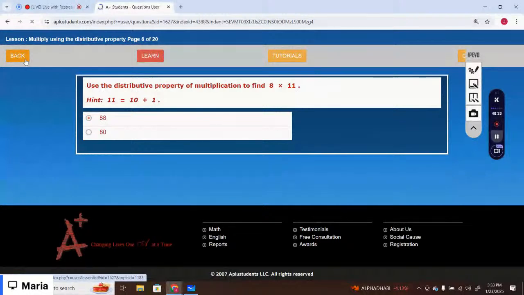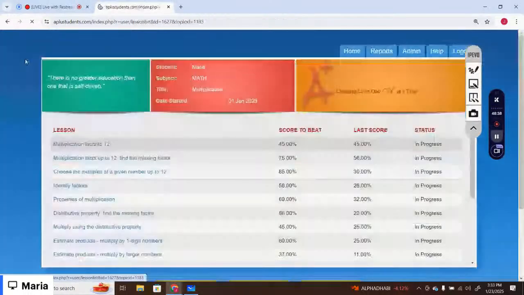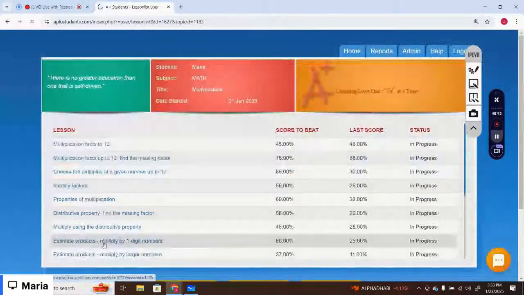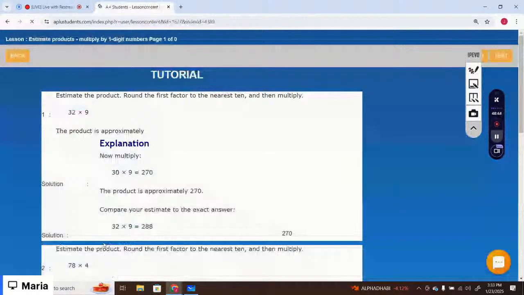The next lesson is estimate products, multiply by one-digit numbers. Estimate the product. You need to multiply first and then you have to estimate. 32 times 9, right? So you have to estimate the answer. You need to write the numbers in a form that is easily multiplied. So replace 32 by 30. So 9 times 3 is 27 and you have a 0, that makes 270.